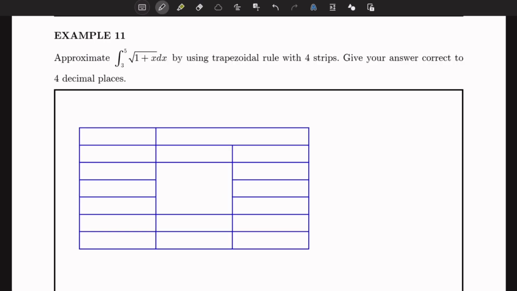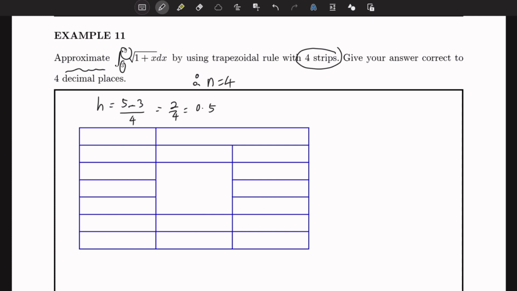Example 11. Approximate the integral of the square root of 1 plus x dx from 3 to 5 by using the trapezoidal rule with 4 strips. Give your answer correct to 4 decimal places. So 4 strips, hence n equal to 4. Find your h: 5 minus 3 over 4, so we have 2 over 4, so 0.5.